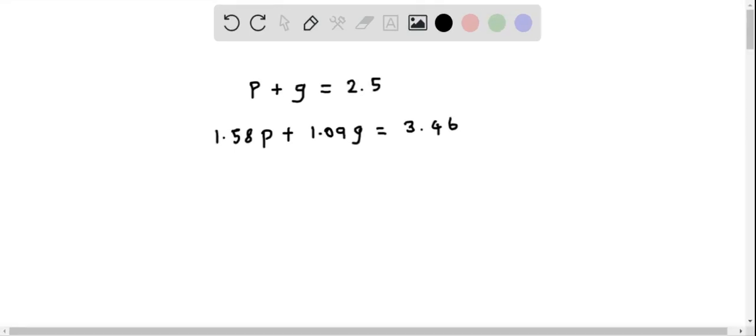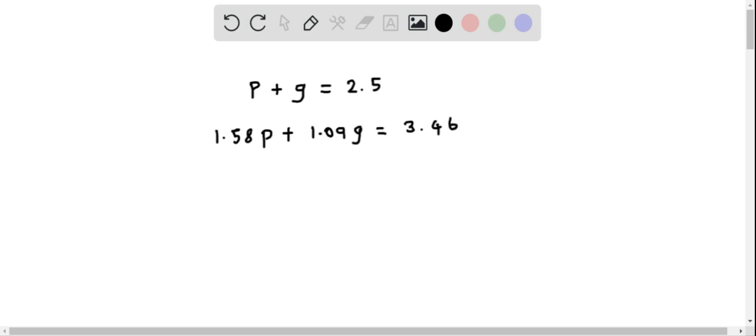So here we have the system of equations in P and G, where P represents the peaches in pounds and G represents the grapefruits in pounds, and we have to solve for P and G. So we can solve the system of equations either by substitution method or by elimination method. I'm going to use the substitution method.